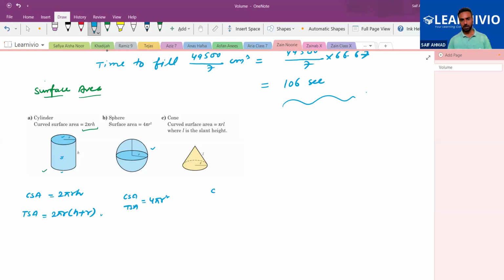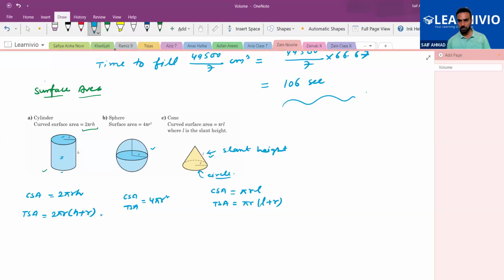Now, in a cone, the curved surface area is pi r l. What is l here? l is the slant height of this cone. Understood? And the total surface area is pi r l plus pi r square, because I am adding the area of this circle also.